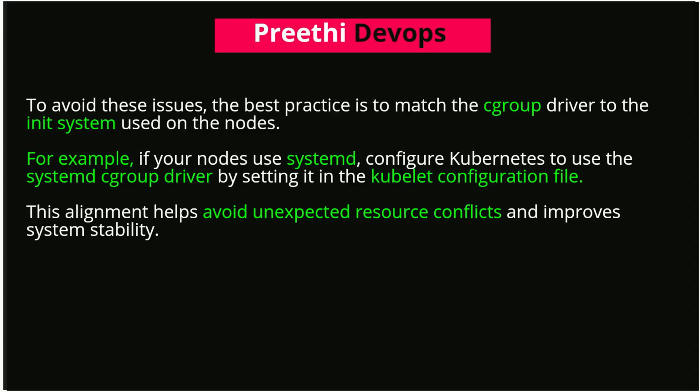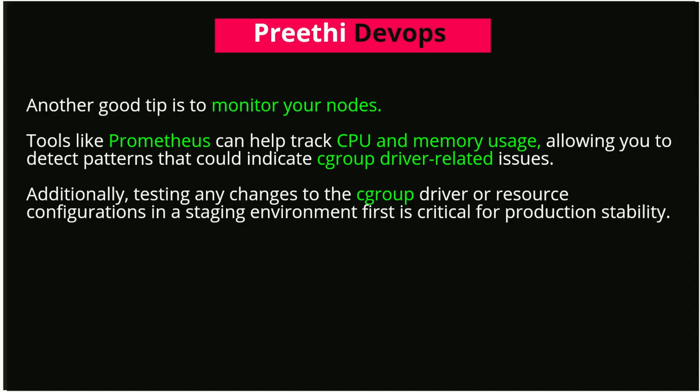To avoid these issues, the best practice is to match the Cgroup driver to the init system used on the nodes. For example, if your nodes use systemd, configure Kubernetes to use the systemd Cgroup driver by setting it in the kubelet configuration file. This alignment helps avoid unexpected resource conflicts and improves system stability.